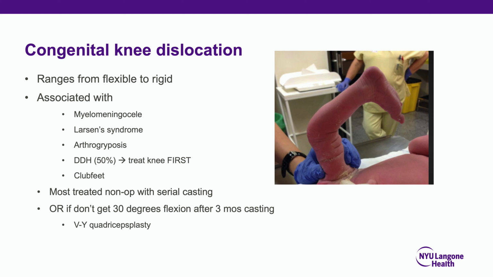You must treat the knee first, as it is physically impossible to get a child in a Pavlik harness with a congenital knee dislocation. Most are able to be treated non-operatively with serial casting. They do, however, require surgical intervention if you cannot get them to 30 degrees of flexion after a full 3 months of casting. And most of these children who go to the operating room require a VY quadricepsplasty.